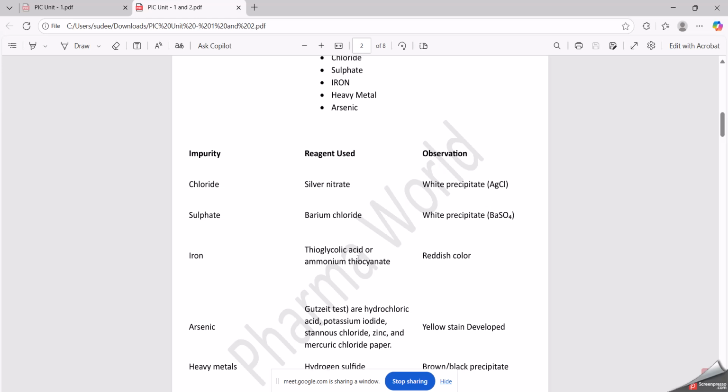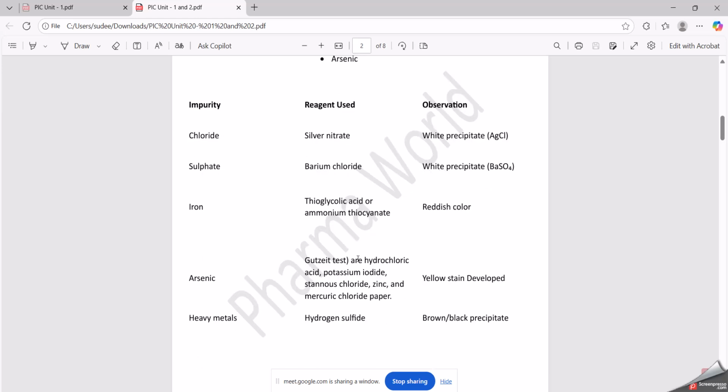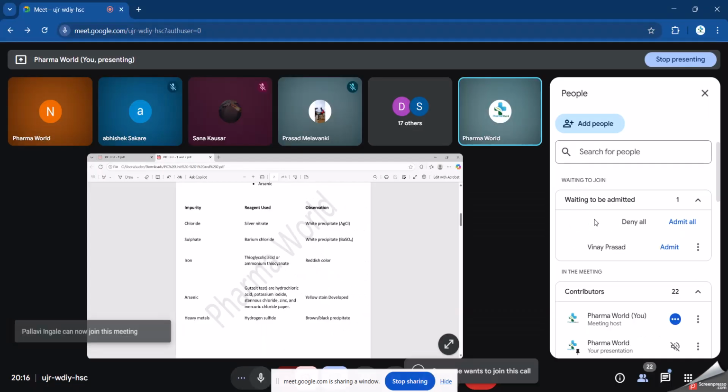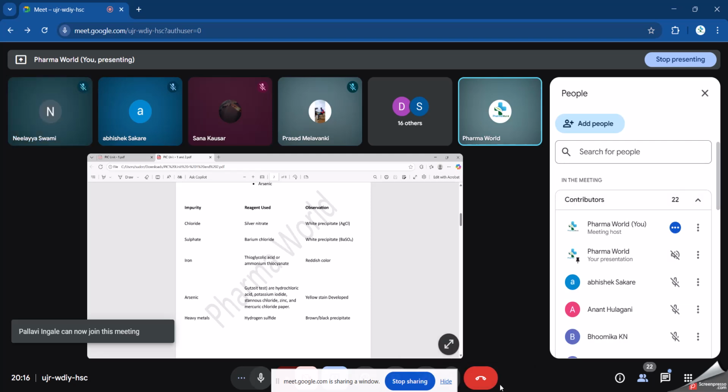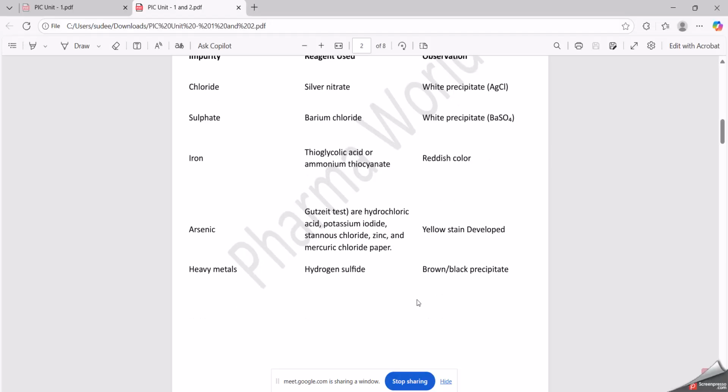Then for iron, thioglycolic acid or ammonium thiocyanate. Mostly they will ask about iron or arsenic. Arsenic is a standardized test, and you have to be very cautious about this. They will ask about the apparatus, Gutzeit's test apparatus. It contains hydrochloric acid, potassium iodide, stannous chloride, zinc, and mercuric chloride.